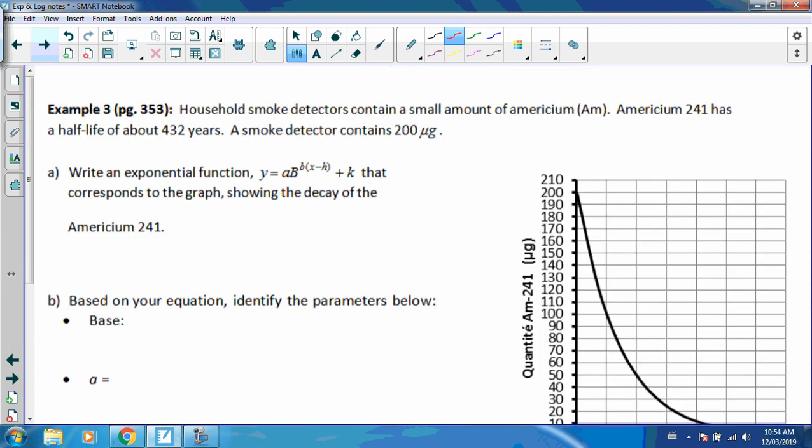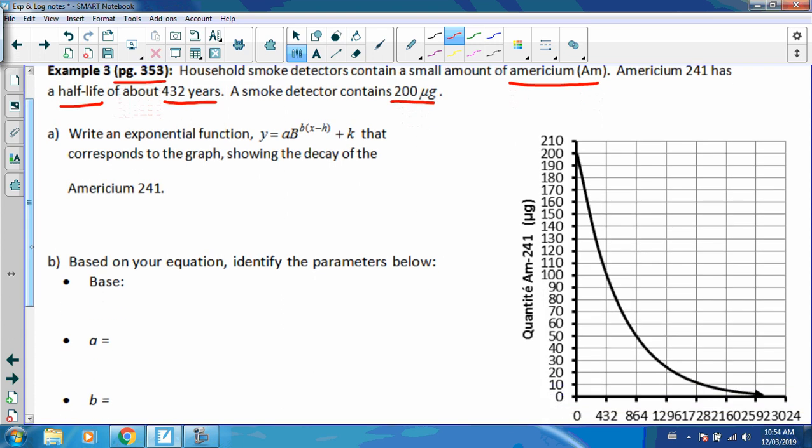All right, so in the next problem, taken from your textbook from page 353, it's about smoke detectors. They contain a small amount of this element, represented by the symbol AM, and it has a half-life of 432 years. This is a bit of a throwback to the other section of the chapter where we talked about half-lives. And it contains 200 micrograms, so a very, very small amount.